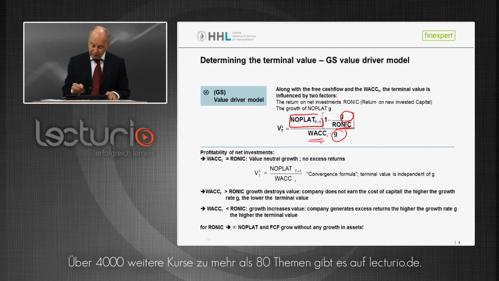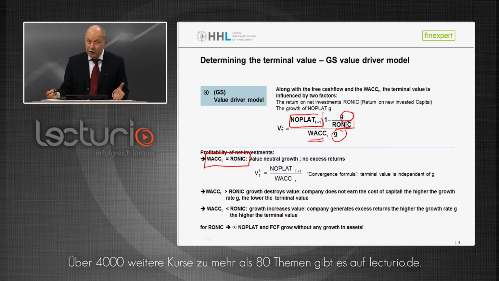So let's start with the first case where we set the two equal to each other. WACC is equal to RONIC. That means with the newly acquired assets, the firm just earns its cost of capital. And then we can easily show by replacing RONIC in this formula by WACC, extending the equation a bit, that G is actually canceling out of the equation.